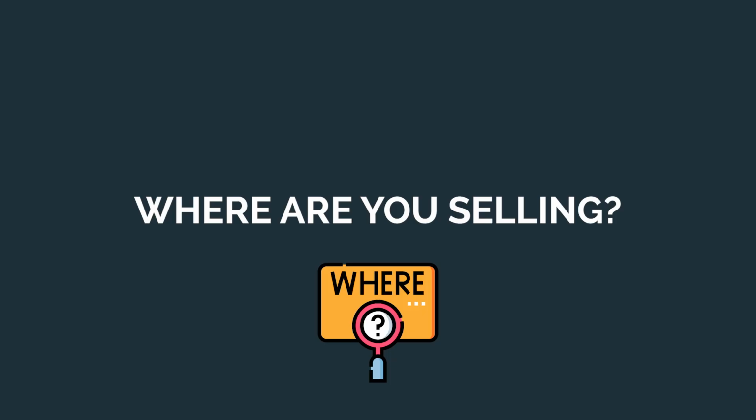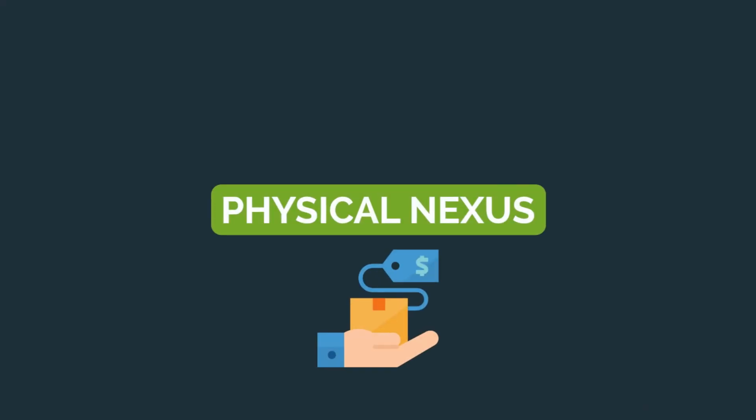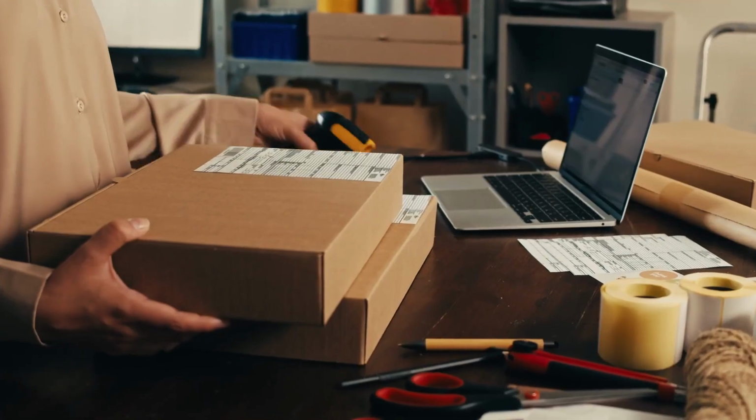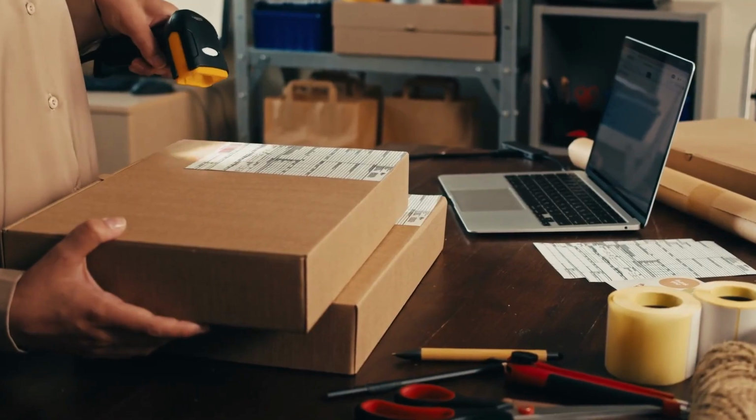Where are you selling? You don't need to collect sales tax in every state, only the ones where you have nexus. Now there are 2 main types of nexus. Physical nexus means that you have a physical connection to the state. This includes where your business is located, where you have your inventory stored, or where you have a remote employee. If you have any kind of physical presence in a state, you have nexus there too.